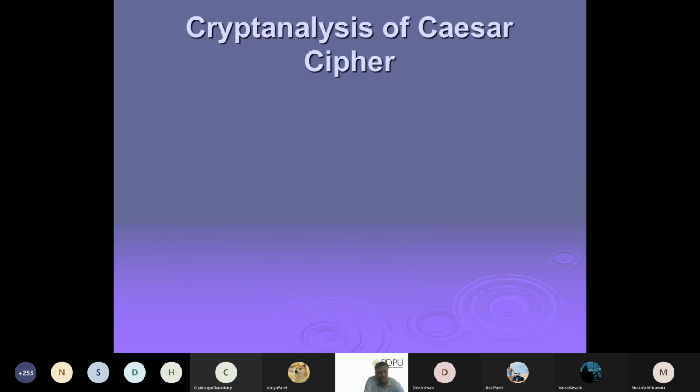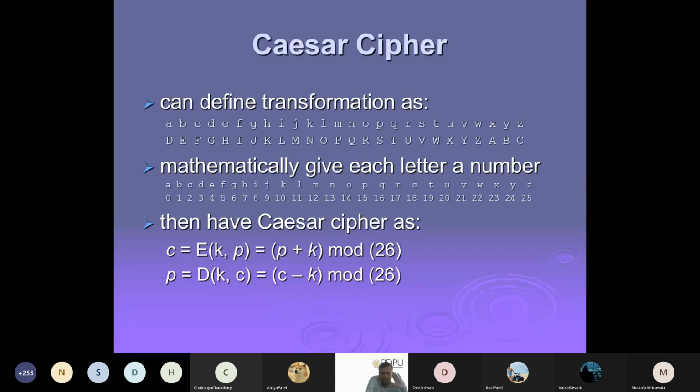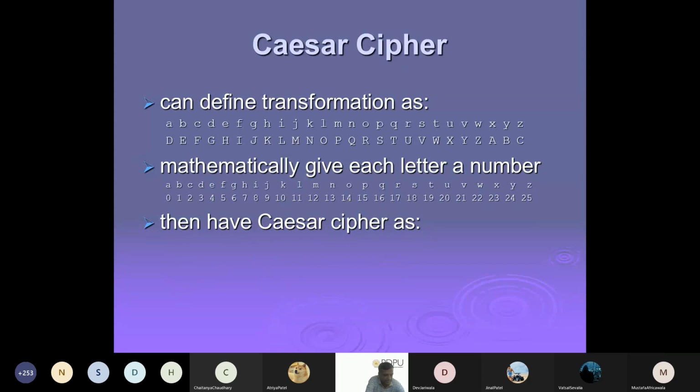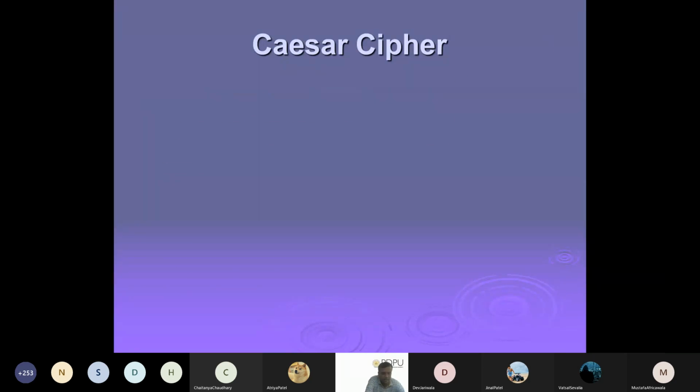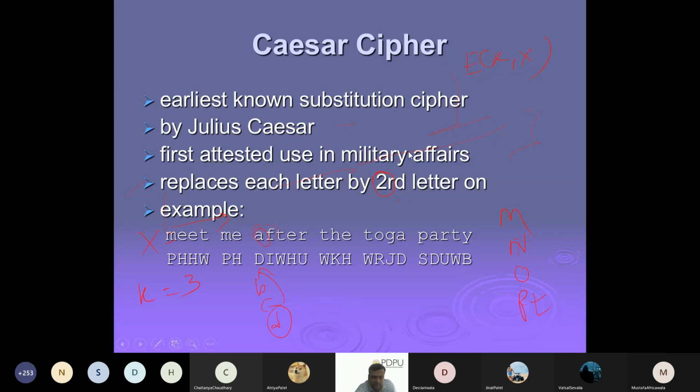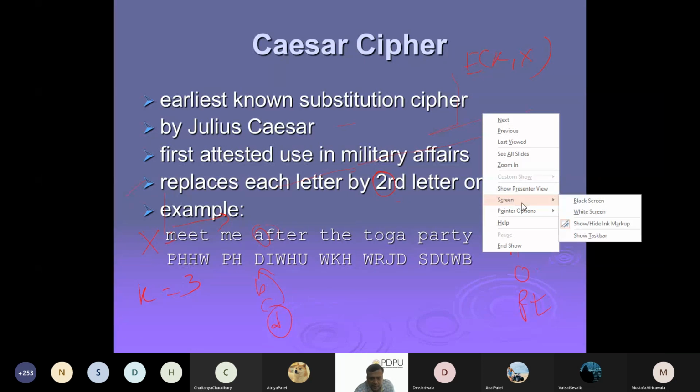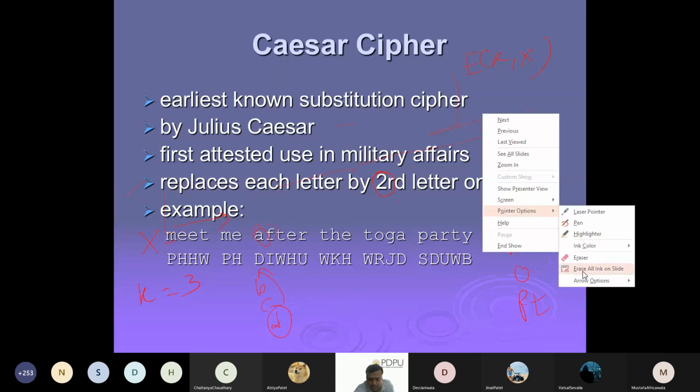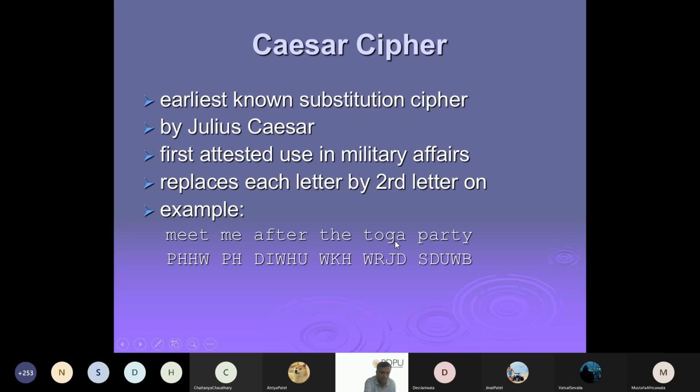Okay. Now the question is, for example, let's go to the previous slides. Let me try to erase the links. Now we will go with the cryptanalysis. So consider I will give you just a ciphertext: P double H W P H D I W no H U and something. Can you give me the plain text without knowing the key?